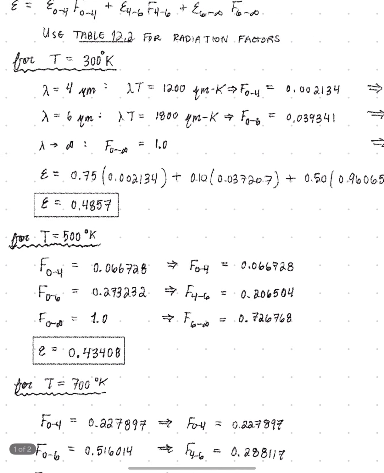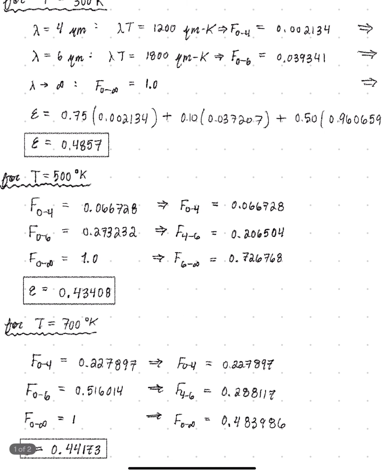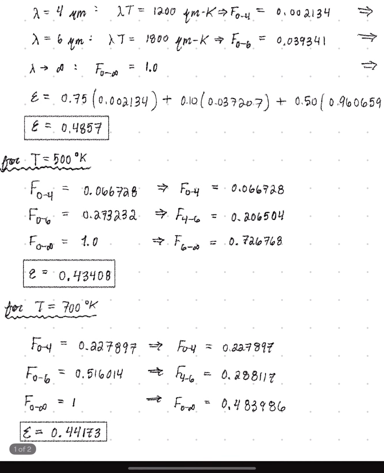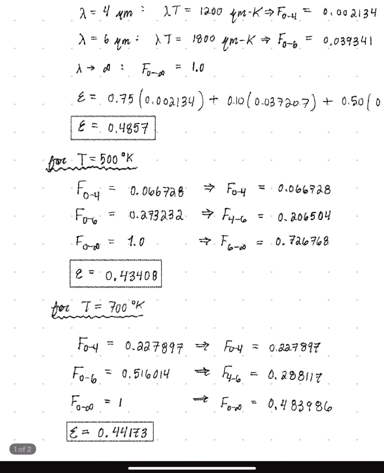Now we follow this process for both 500 and 700 Kelvin. It's the exact same. You find your lambda T for each wavelength, correlate that to an emission factor, which will be different at different temperatures, to get your emissivity value. And so for a temperature of 500 Kelvin, you get an emissivity of 0.434. And for 700 Kelvin, you get 0.441.